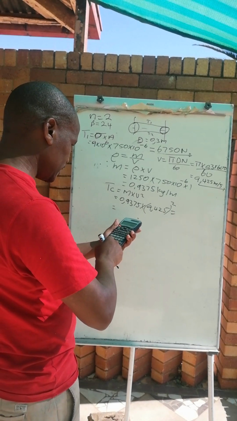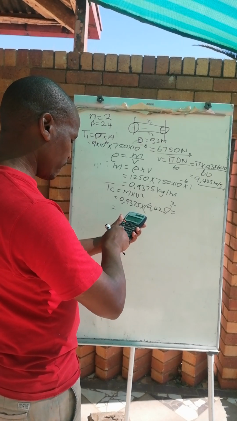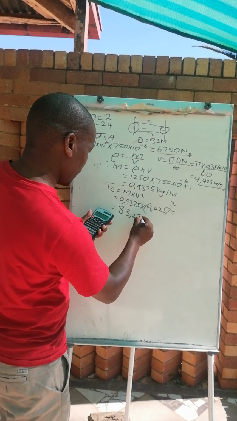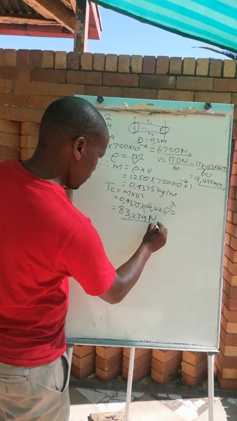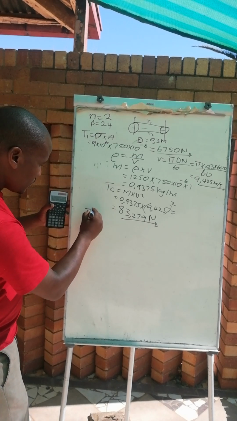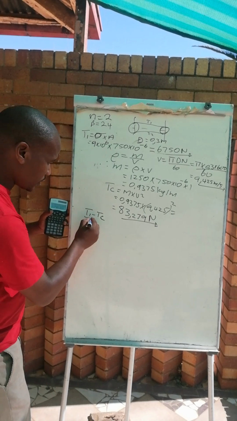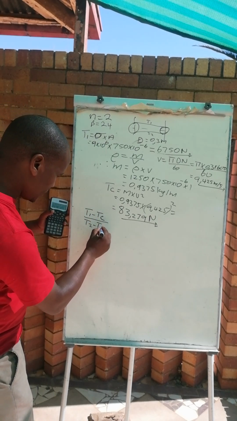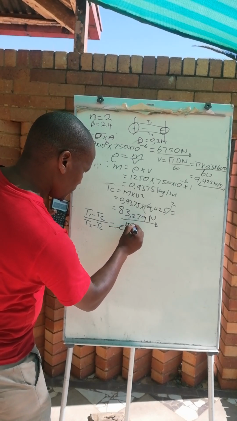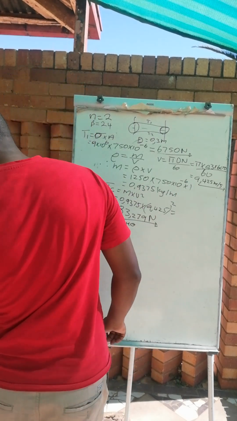Meaning it is 0.9375 multiplied by 9.425 squared. The answer is 83.279 Newton. Now that we've got this, what does that mean? It means to calculate T2, we use (T1 minus TC) over (T2 minus TC), which is equal to e to the power mu theta. Yes, that's it. Or it's a V groove.